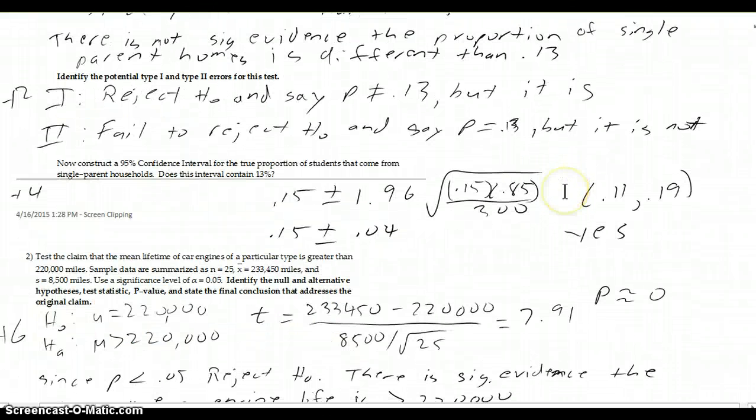And then the confidence interval, just 0.15 plus or minus, and for 95%, 1.96 is your z multiplier. So between 11 and 19% of the students come from single parent homes based on this data. And the question is, is 13% in the interval? Yes. This kind of backs up what we found here, that we don't have evidence to say it's significantly higher than 13% or different than 13%.